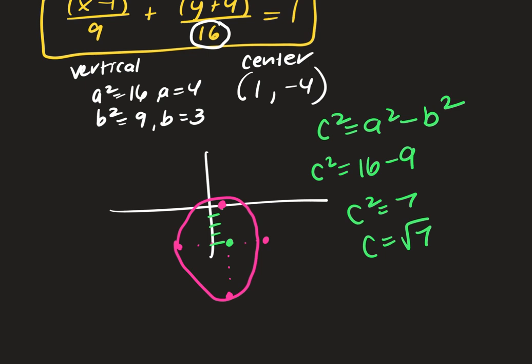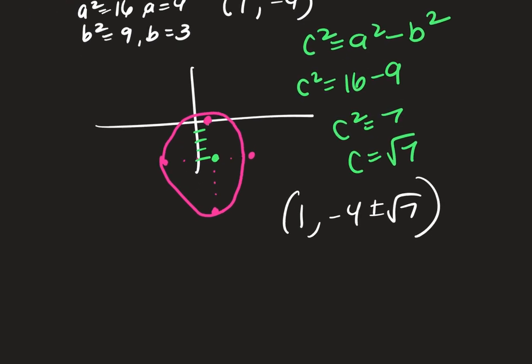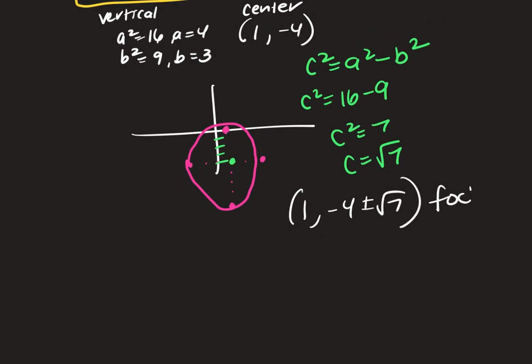Hang on. Let me finish. C, I'm changing the y. So 1, negative 4 plus and minus square root 7. And that's my foci. Okay.